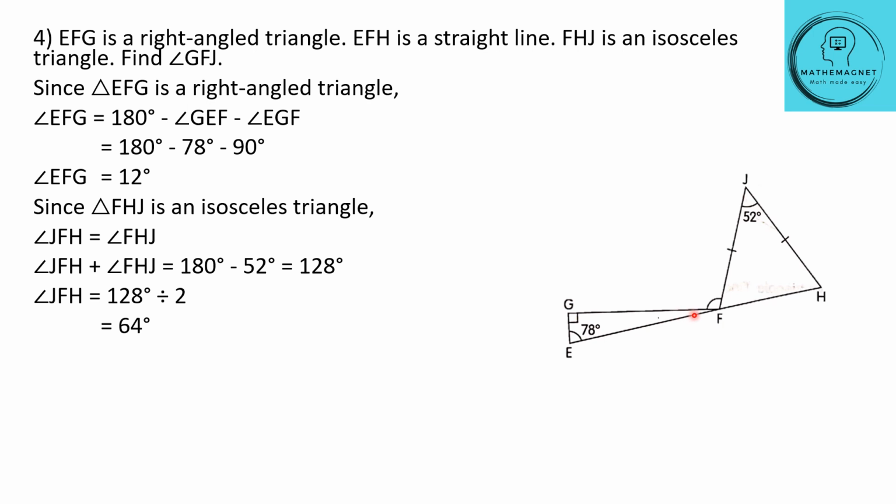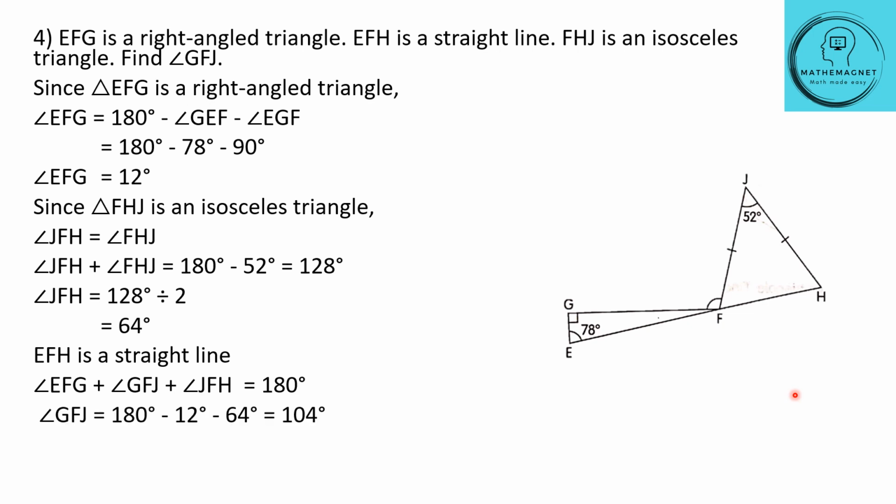Now we got this angle is 12 and this angle is 64 and this angle will be 180 minus 12 minus 64, because angles on a straight line will add up to 180 degrees. So EFH is a straight line. EFG plus GFJ plus JFH is equal to 180 degrees. Now the unknown angle GFJ will be equal to 180 minus 12 minus 64, which is equal to 104 degrees. So the unknown angle GFJ is equal to 104 degrees.